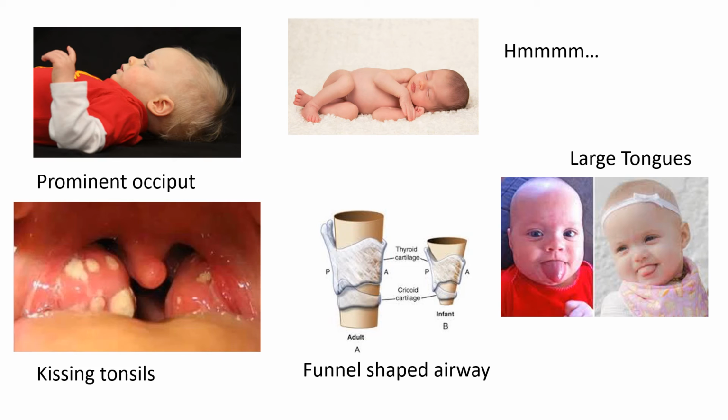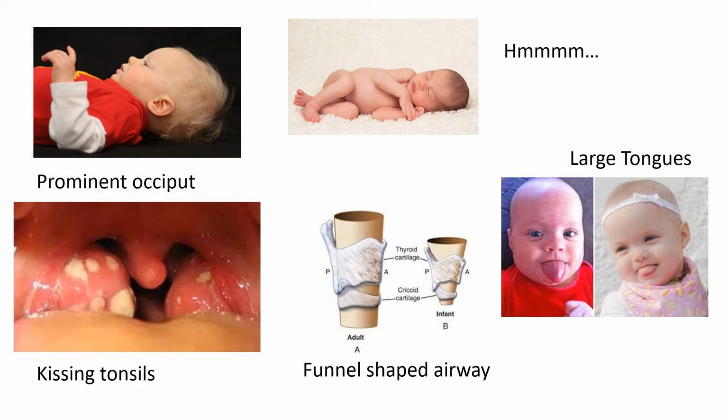Our tonsils are lymph tissue and essentially filters for virus and bacteria, as you can see in the picture of kissing tonsils. So we know that with infection in the lymph tissues, i.e. the tonsils, they become inflamed. Well, can you see how that could possibly occlude the airway if they become too inflamed?